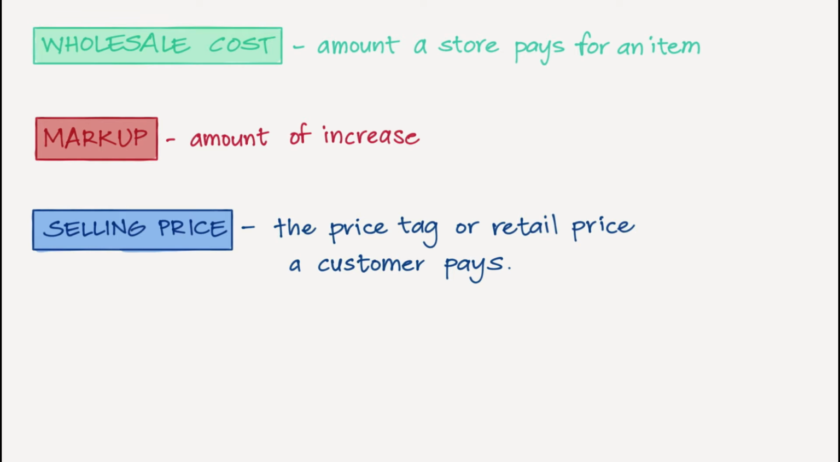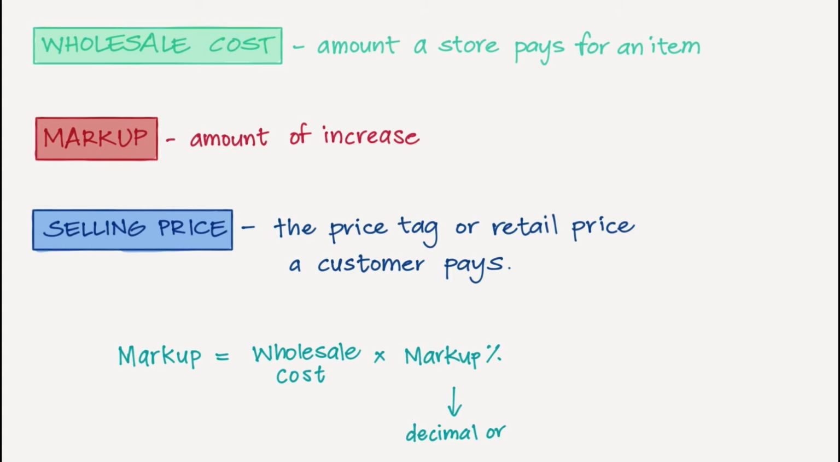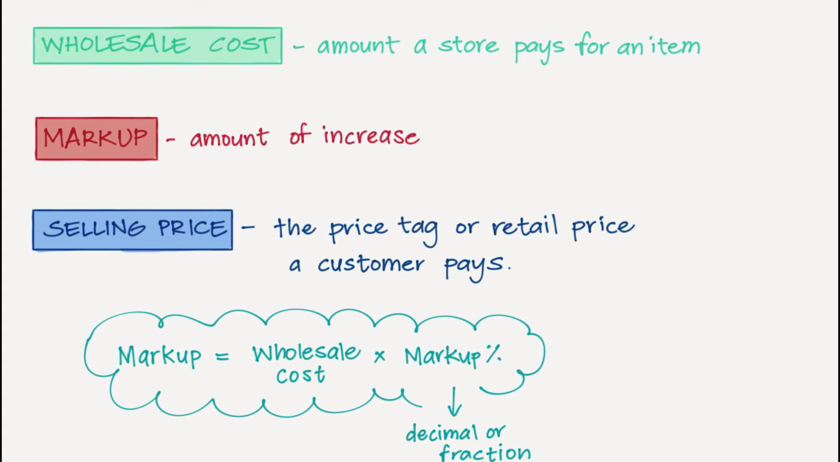So similar to finding tax, I can use that same formula for finding the markup. So to find the markup, I'm going to take my wholesale cost, so that's my beginning amount, and I'm going to multiply it by whatever the markup percentage is going to be. So let me go ahead and write that down. And again, I need to rewrite that as either a decimal or as a fraction, okay?